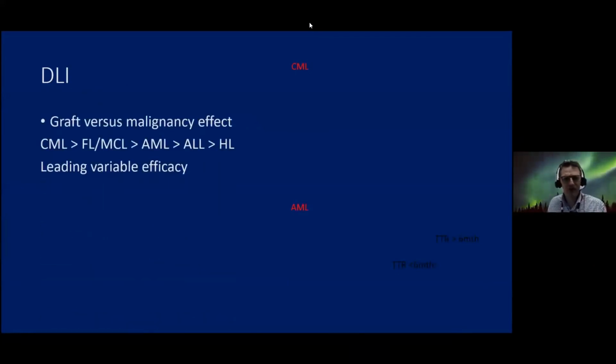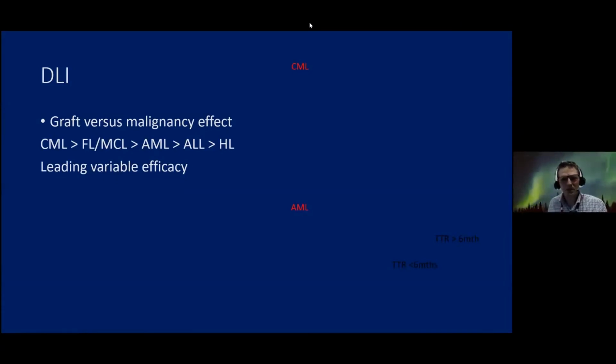So DLI has been the backbone of our approach to treating relapse of leukemia post-transplant. It's important in all hematological malignancies to note that the graft versus malignancy effect is highly variable, and so the responses to DLI from published series are quite variable, as one may imagine. At one end, we've got CML with the strongest graft versus malignancy effect evident, and at the other end, acute leukemia or Hodgkin lymphoma, where the graft versus malignancy effects are less marked, and the successes of DLI may be less apparent.